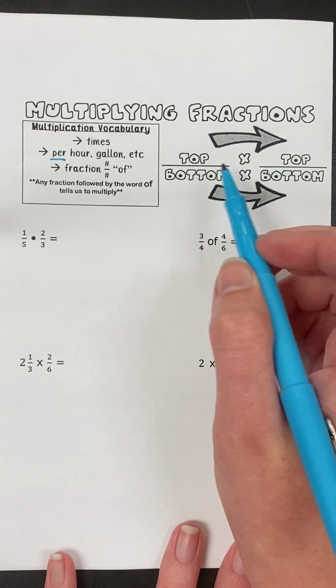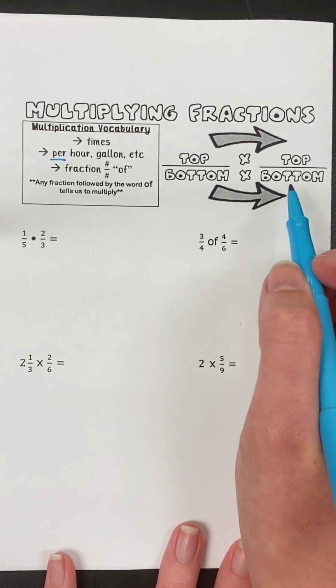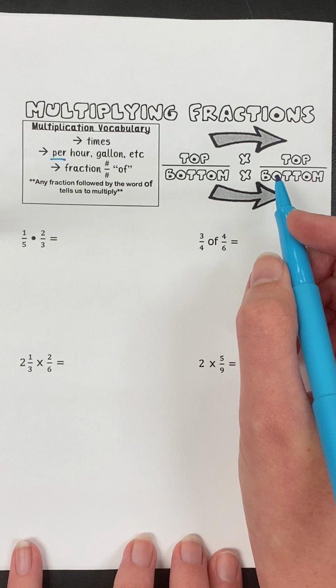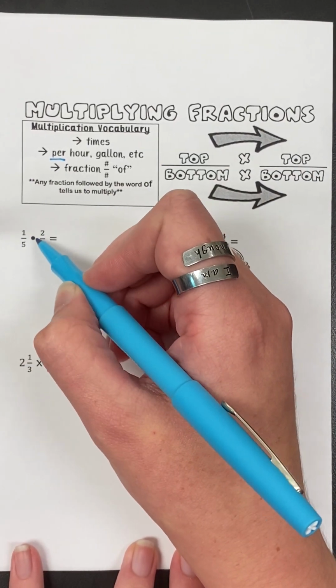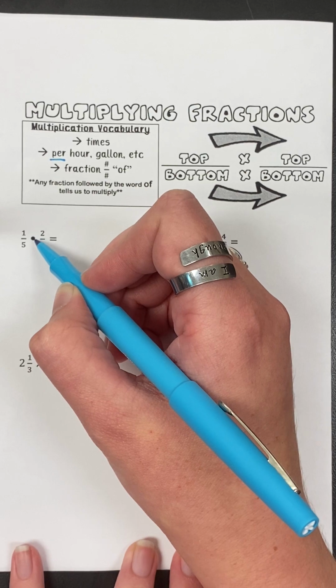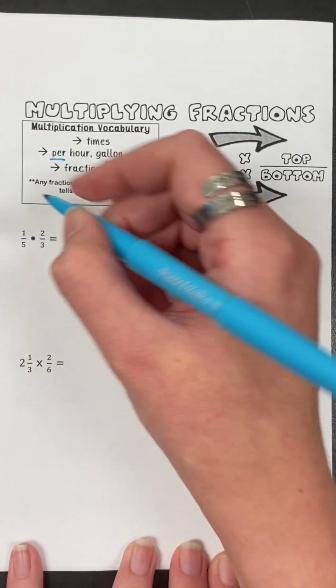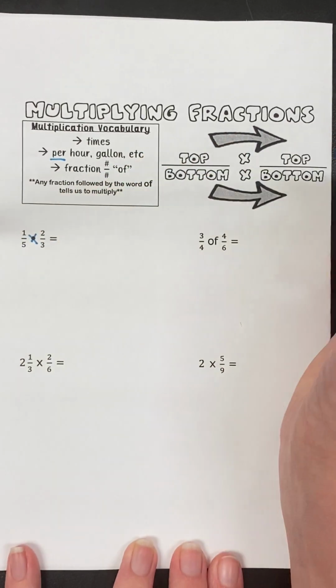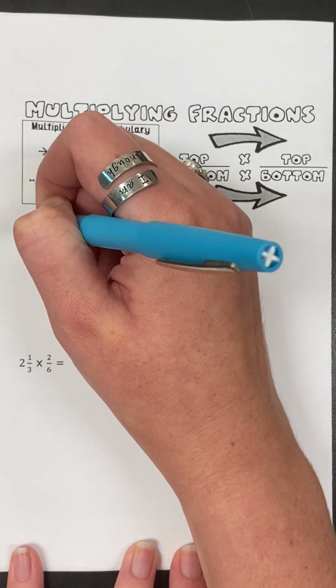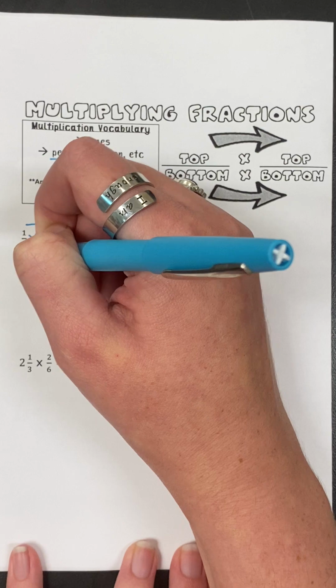So every time we have fractions and we're multiplying, we're going to draw these arrows to help us remember. The first one we're going to look at is 1/5 and 2/3. Some of you have seen the dot on our homework. This dot means to multiply. So we do 1/5 times 2/3, and we are going to do top times top, bottom times bottom.